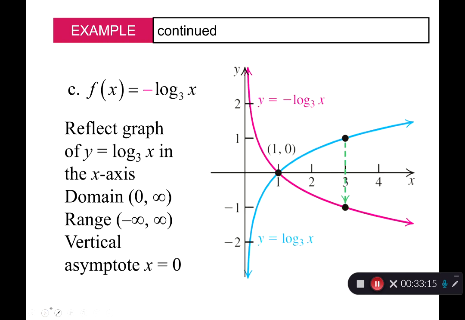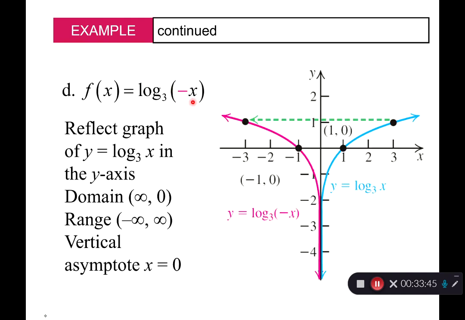All right, for C, the negative in front of our log reflects the graph over the x-axis. This one would be a little bit harder. But if you took the point and just said, whatever my y was, I would take the negative of it. So for example, my y at x equals 3 was +1. So I would take that and say 3, -1. And again, it would go down this way.